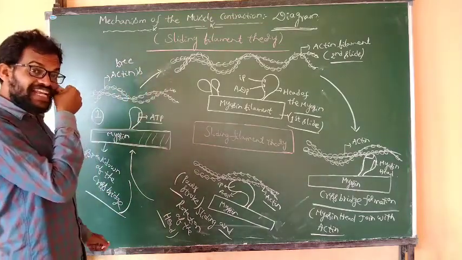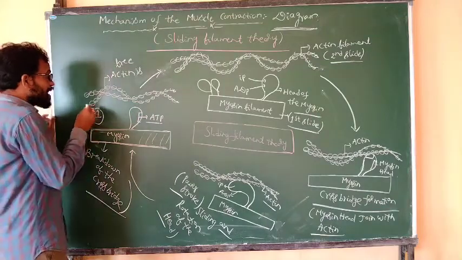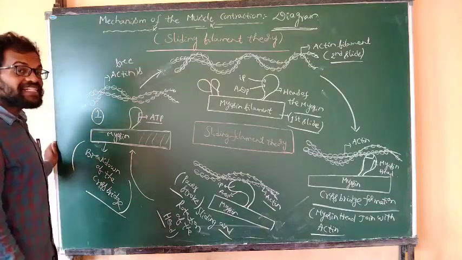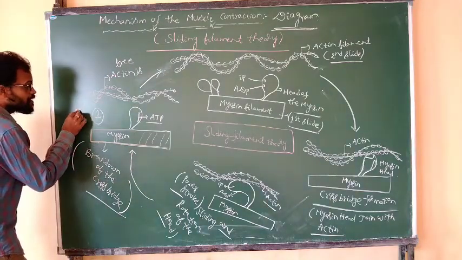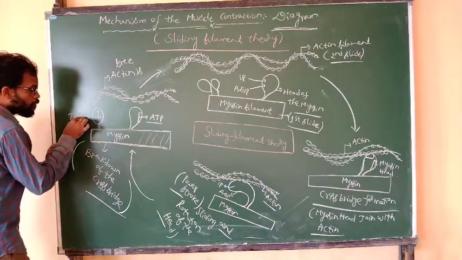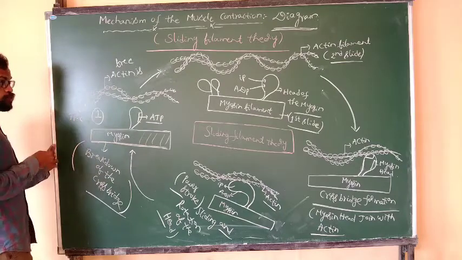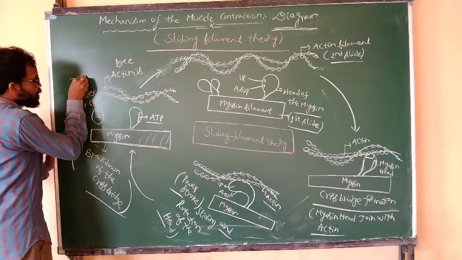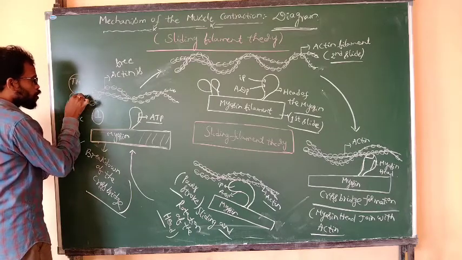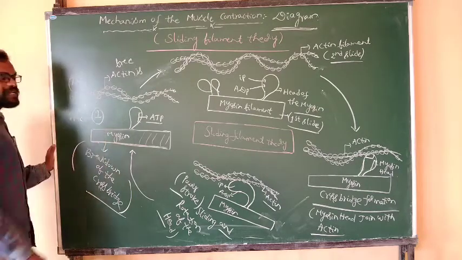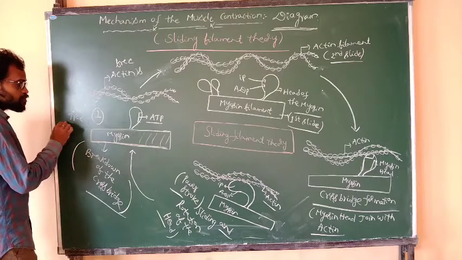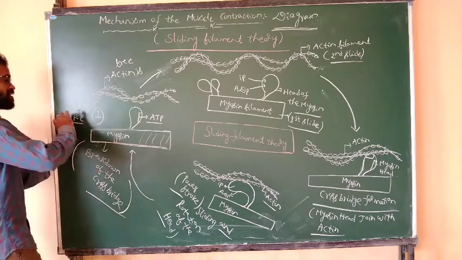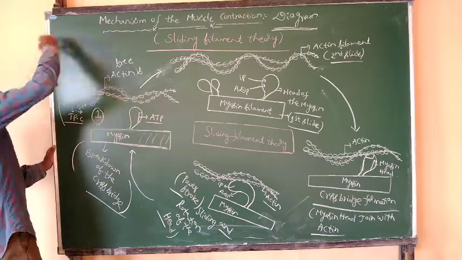Whenever they receive signals, whenever the calcium ions bind with troponin C, this entire complex, see here, the tropomyosin and troponin complex. This troponin complex consists of troponin C. This troponin C binds with calcium ions. This entire complex moves forward.